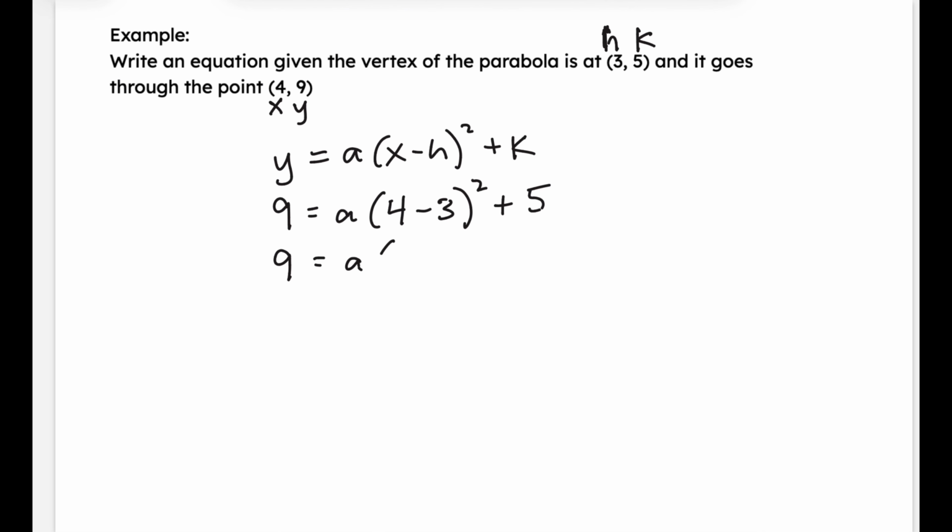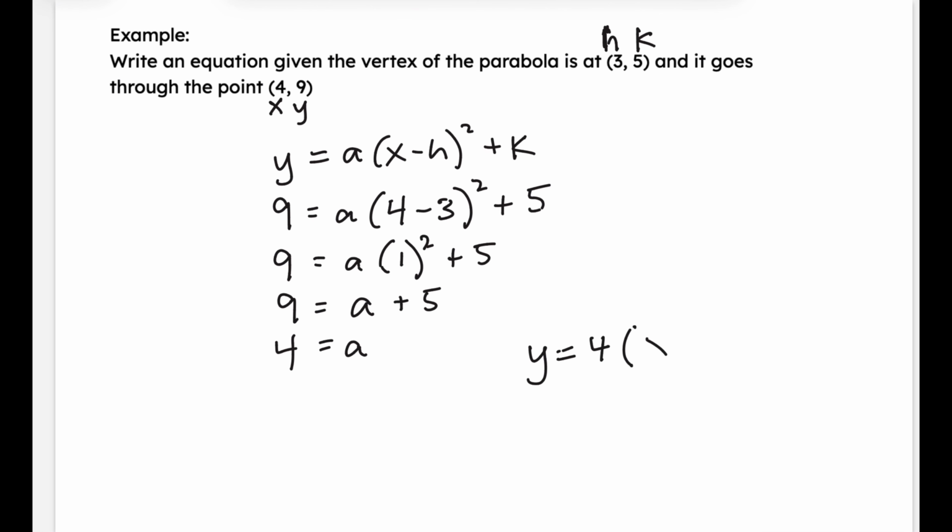So 9 equals a times 1 squared plus 5. So 1 squared is just 1. So this is 1a, or we could just say a. And so therefore a has to be 4. So the equation in vertex form would be y equals 4 times (x minus 3) squared plus 5.